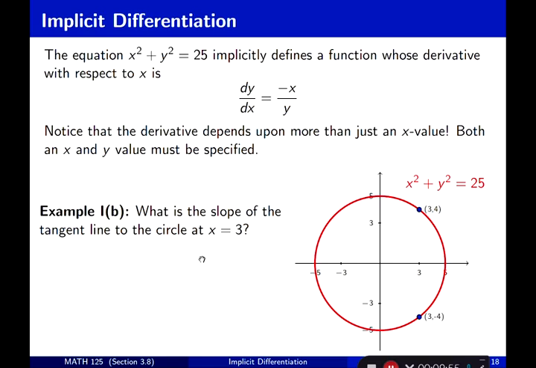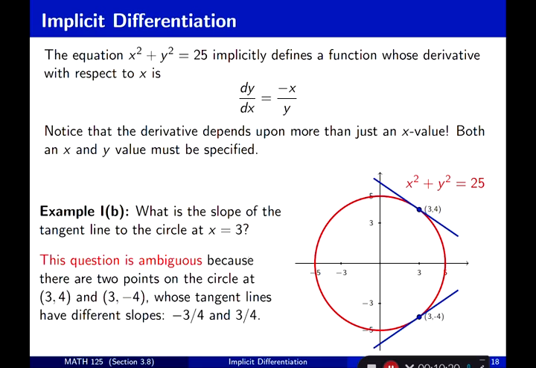What is the slope of the tangent line to the circle at x equal to 3? There are 2 points on the graph of the implicit function with x equal to 3. What are the 2 points? Plug in 3 in the equation of the circle, and you end up with 4 and -4. So 4 and -4 give you different y prime values, and they give you different slopes.